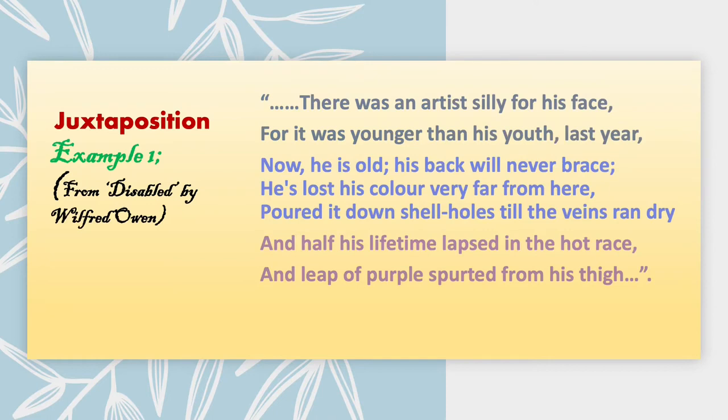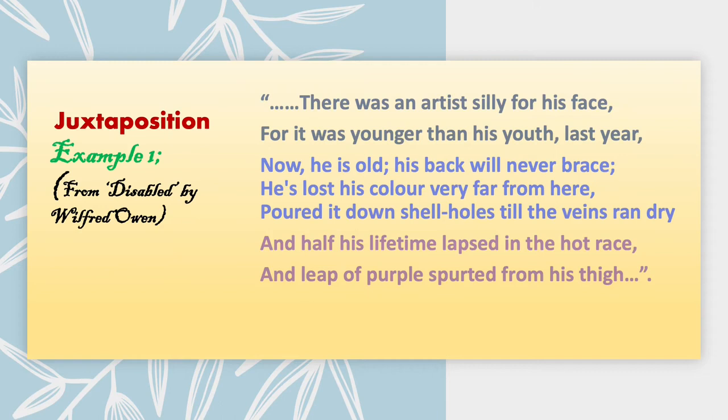Now let's see how Wilfred Owen uses juxtaposition in his poem Disabled, taking one stanza. It starts like this: "There was an artist silly for his face, for it was younger than his youth, last year." Here, the narrator celebrates the protagonist's jubilant youth in the past and then quickly juxtaposes it with the contrasting present.